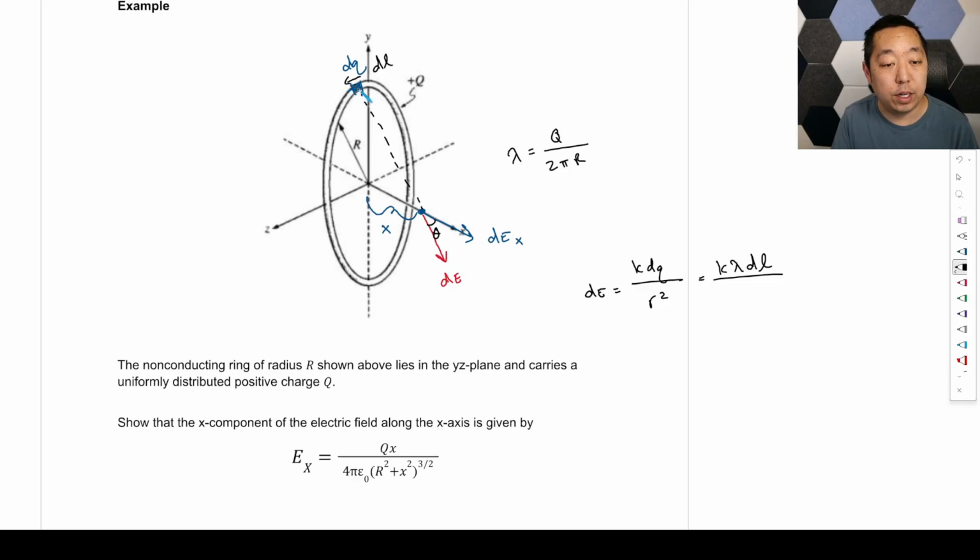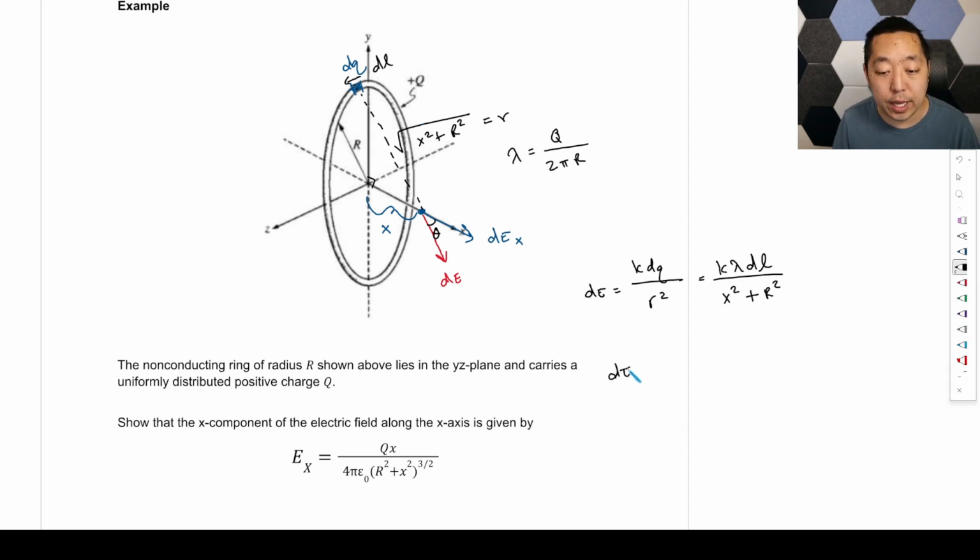Divided by r squared. This thing is a fixed distance away. It makes a little right triangle here. This side here is going to be the square root of x squared plus r squared, and when you square it, it gets rid of the square root. So r squared is x squared plus r squared.